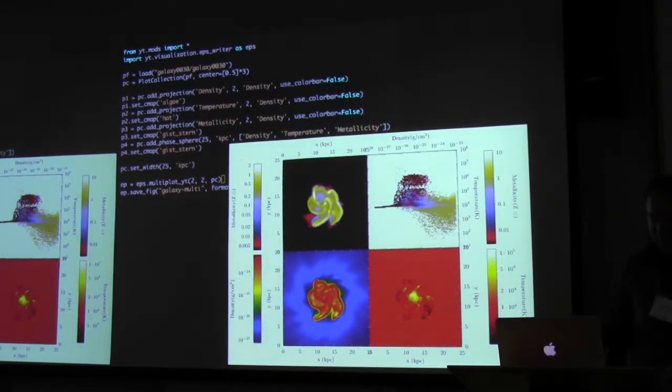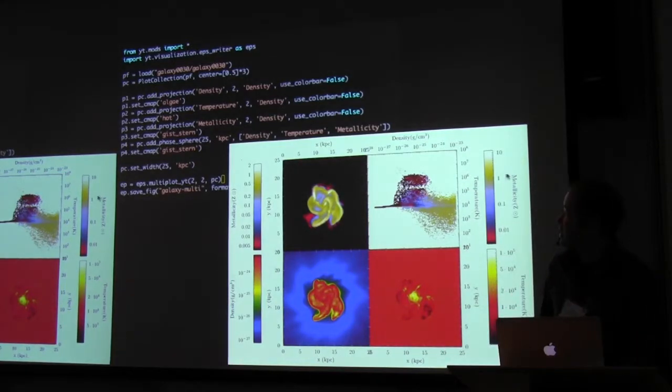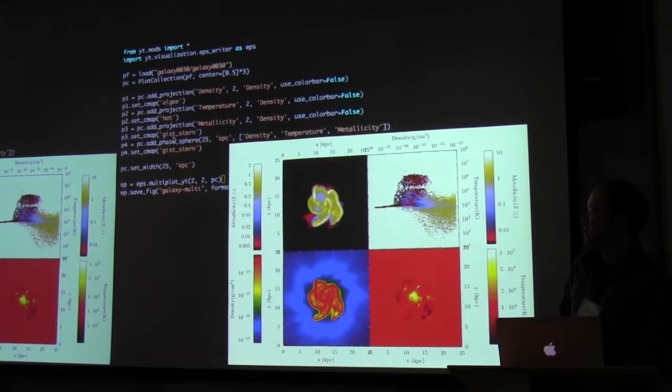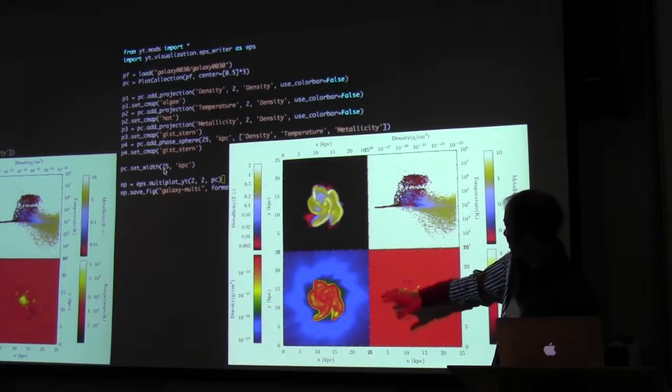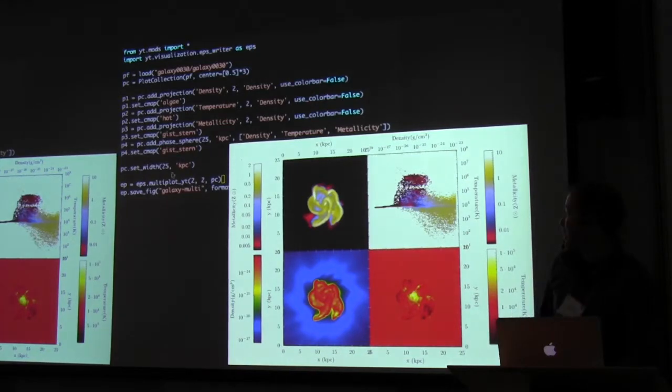And it also has the ability to do multi-plots. So in this example that I show here, you make four different plots. You make a projection of density, temperature, and metallicity, and for each one you can set its own color map. And in the fourth one, we have this same 2D histogram. We set the width to be 25 kiloparsecs across, and it modifies these plot objects, but it doesn't modify this phase diagram.